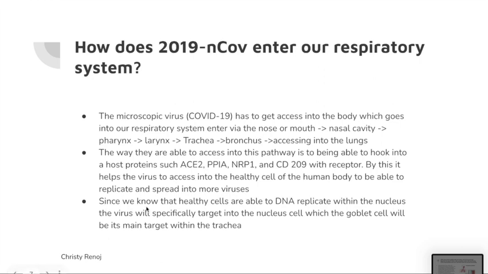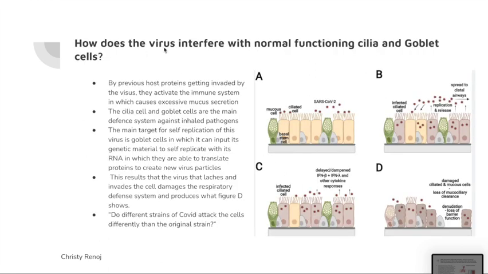Since we know that healthy cells are able to replicate DNA within the nucleus, the virus will specifically target the cell, which in this case will be the goblet cell, the main target within the trachea. Going to the next slide, how does the virus interfere with normal functioning cilia and goblet cells?